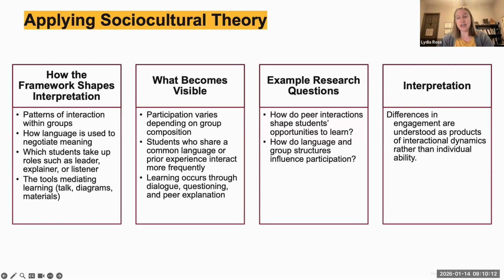I might ask questions like, how do social interactions shape learning? And how do group norms and cultural practices influence participation?